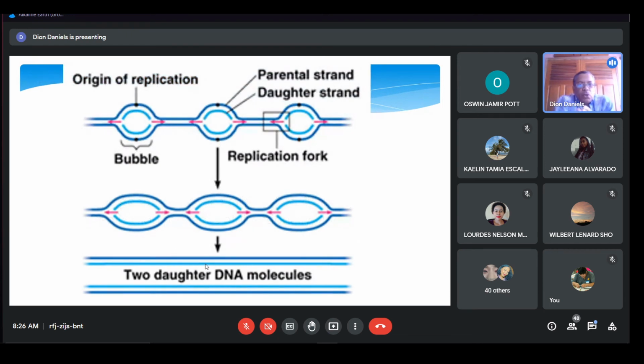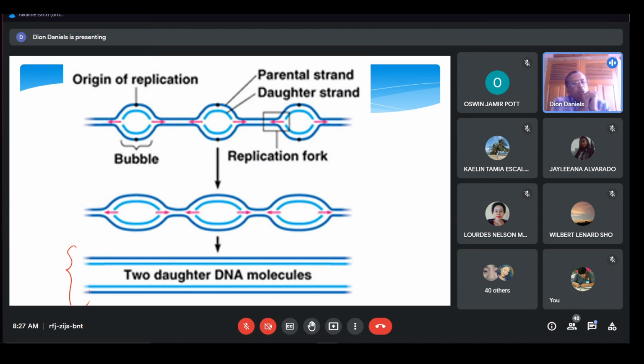All right. So in that diagram at the top, you notice that it is depicting 3 different origins of replication. And so DNA replication will be occurring at all points. And eventually, each replication bubble or each replication fork will run into another replication fork until you end up with what we see here at the bottom, with 2 daughter DNA molecules.